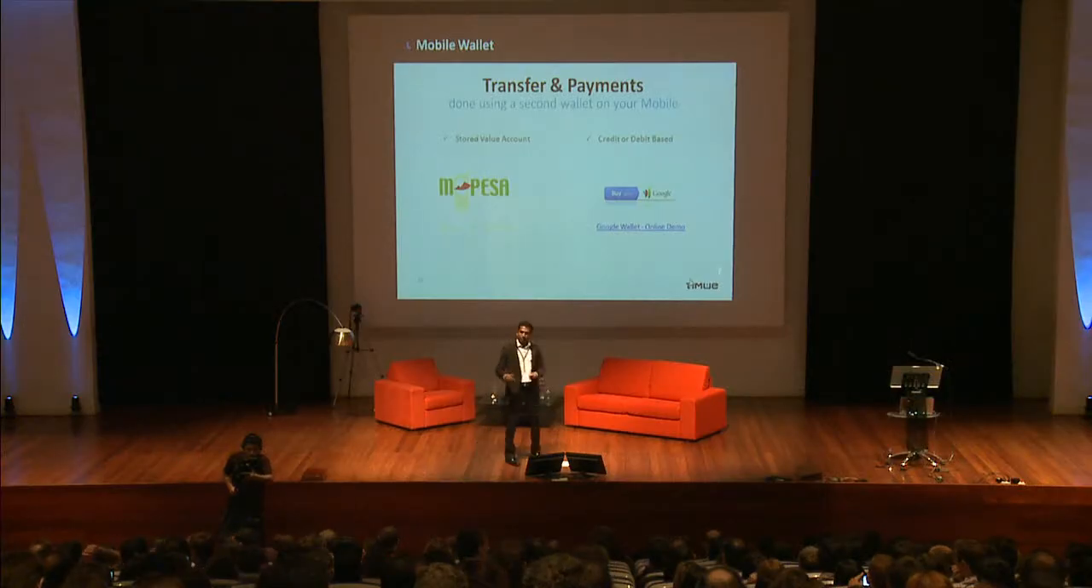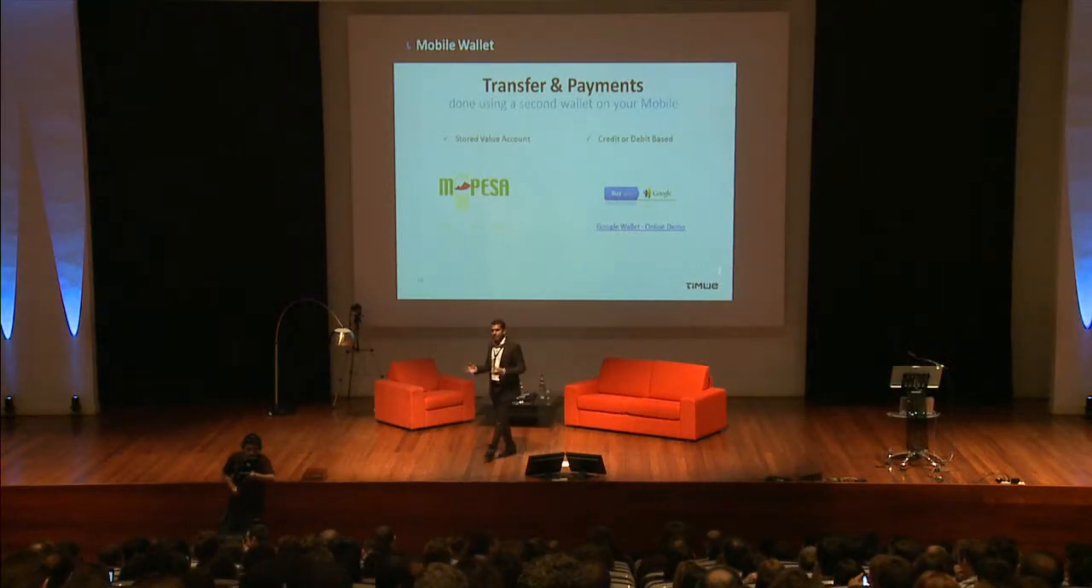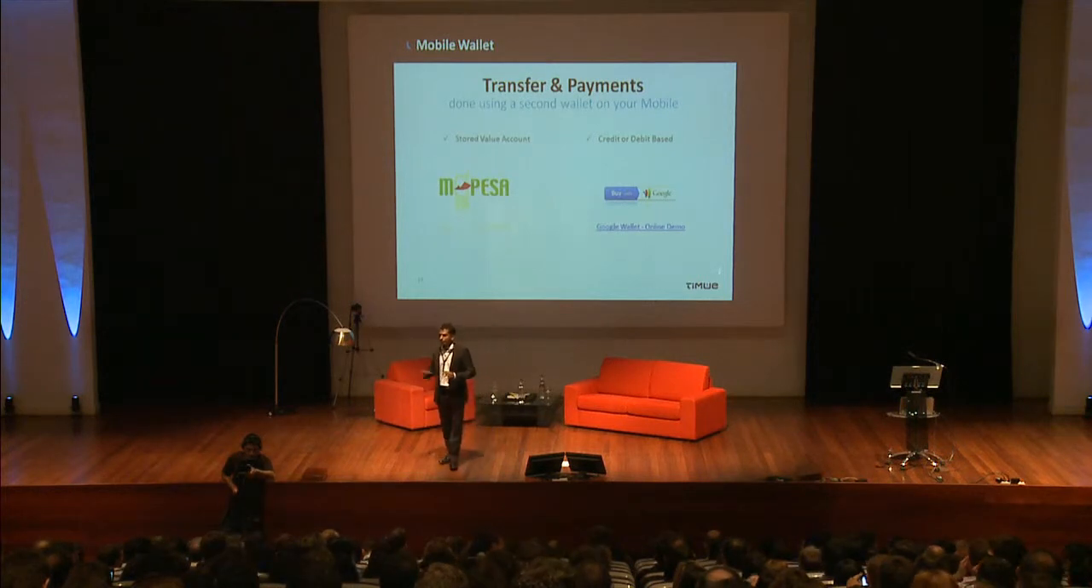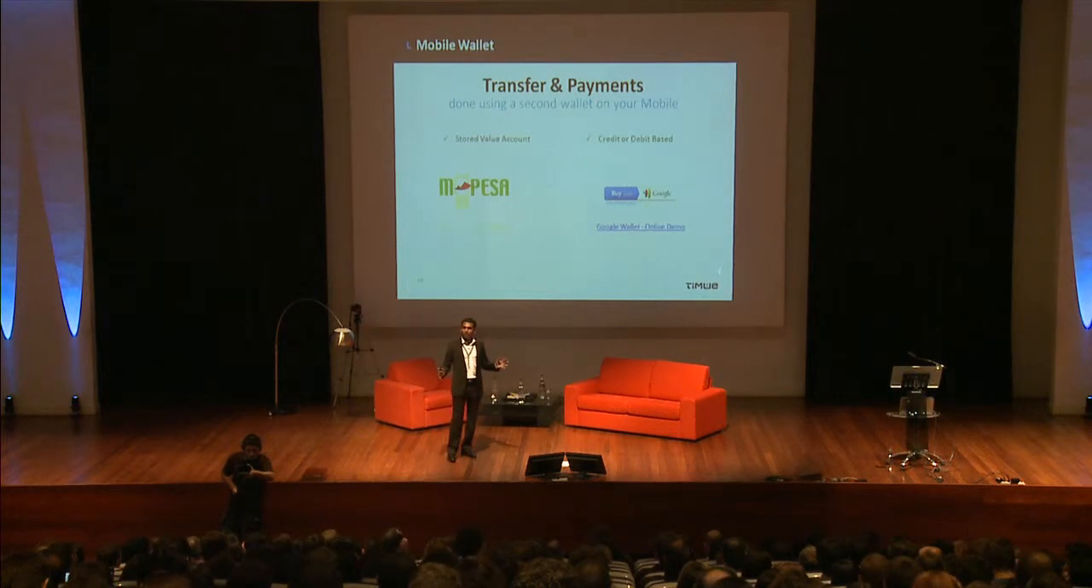As I was saying, Google Wallet basically aggregates all the credit card options and creates a virtual wallet. And M-Pesa is on the other end. Basically, you transfer money and you use that to transfer money.